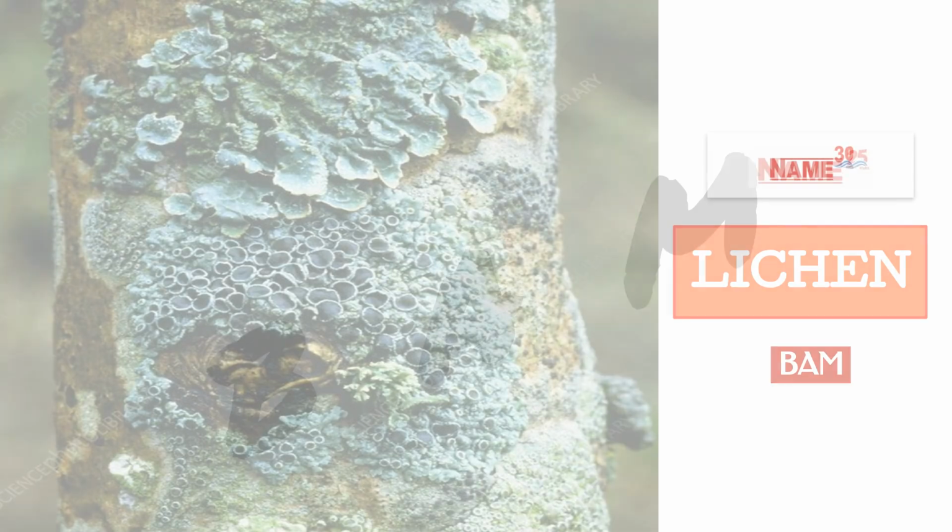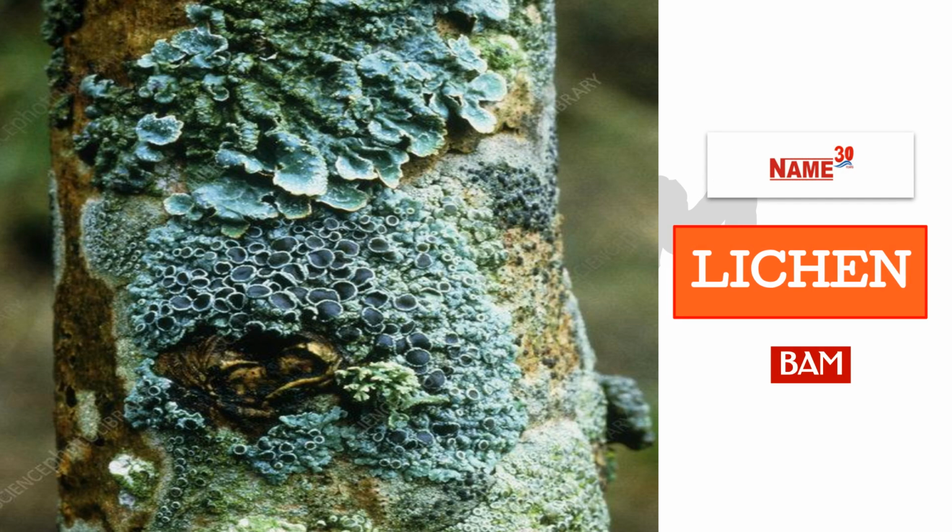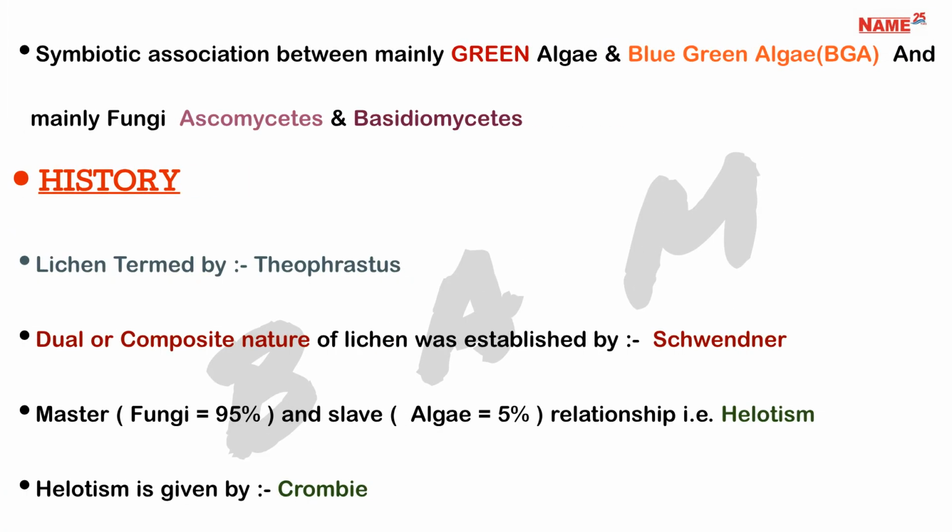This video will focus on lichens, a fascinating group of organisms. Lichen is a symbiotic association between green algae, or blue-green algae, and fungi, mainly ascomycetes and basidiomycetes. The term lichen was coined by Theophrastus. The dual nature was established by Schwendener. This master-slave relationship is called helotism, a term given by Crombie.